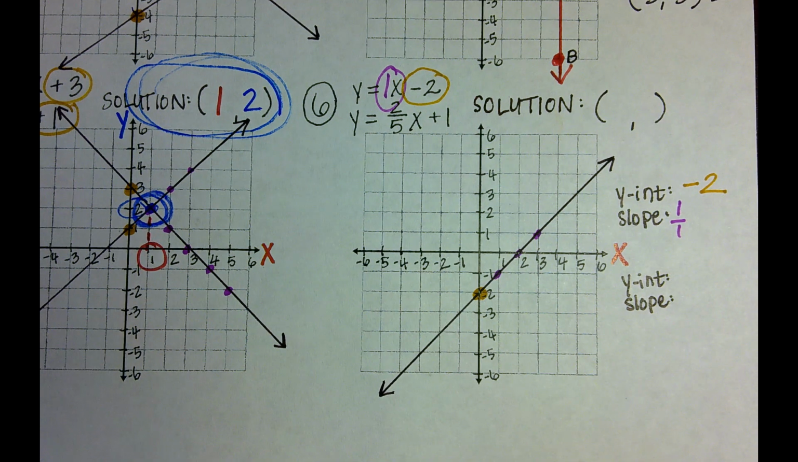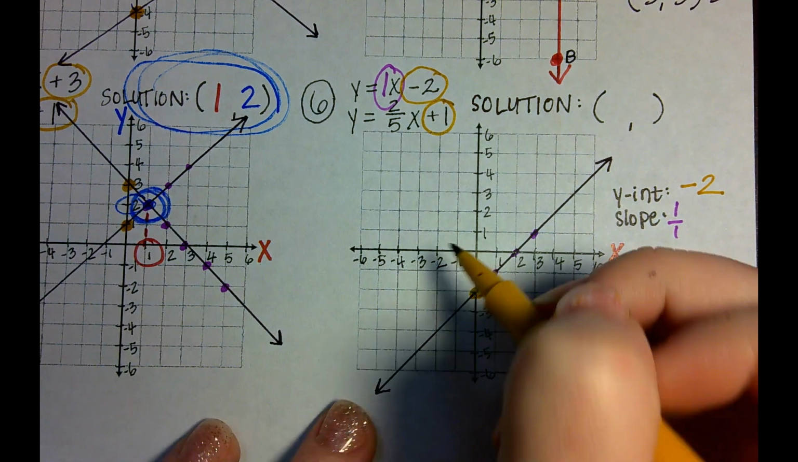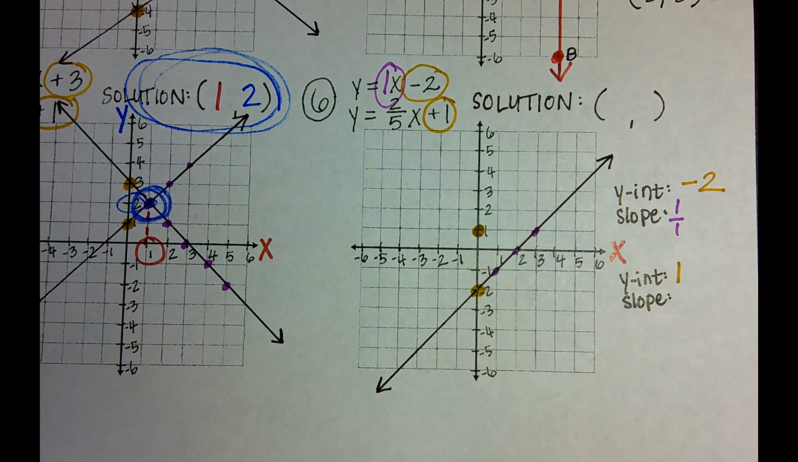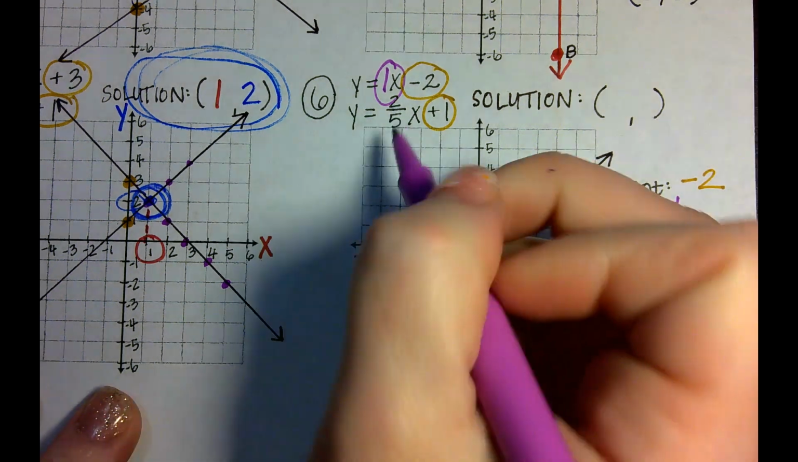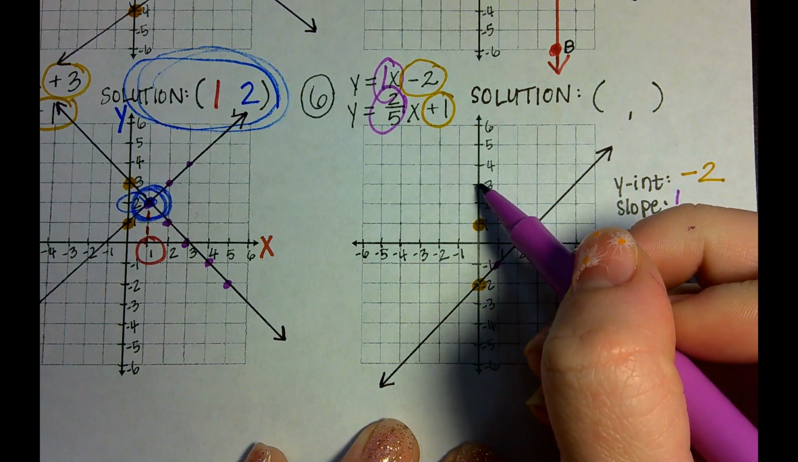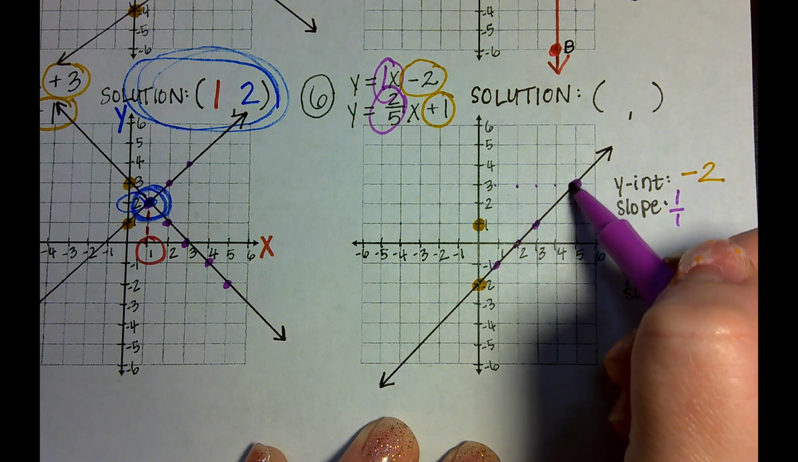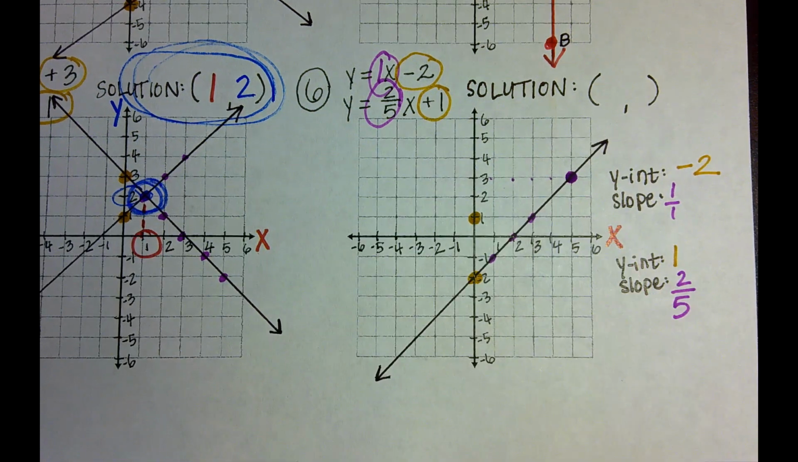Now let's graph the second line. Y equals 2/5 x plus 1. Who can guide me to graphing that one? Perfect. Our y-intercept is 1. Our slope is 2/5. So we'll start at 1 on the y-axis. And our slope is 2/5. Yes, and then run 5. So I'm going up 2 over 1, 2, 3, 4, 5. There we go. There's our second point.